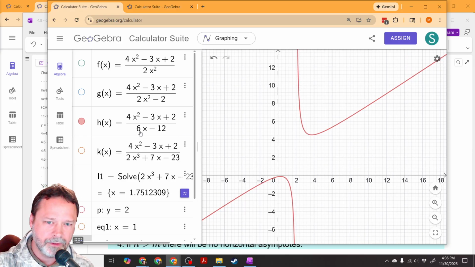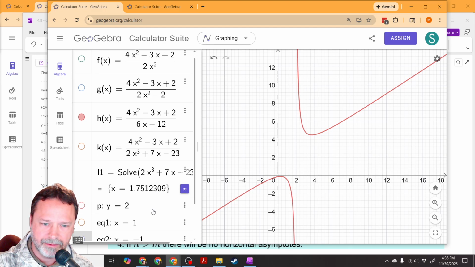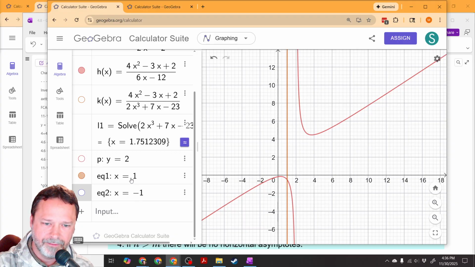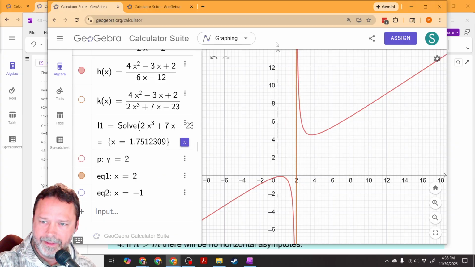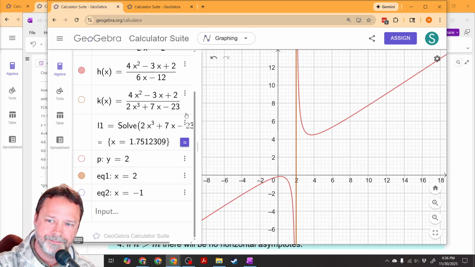Is there still a vertical one? Yes, there's still a spot where our denominator is 0. If I plug in a 2 here, 6 times 2 is 12 minus 12 is 0. We still have a vertical asymptote at x equals 2. And we can see that right there. So that's very interesting, but no horizontal asymptote.